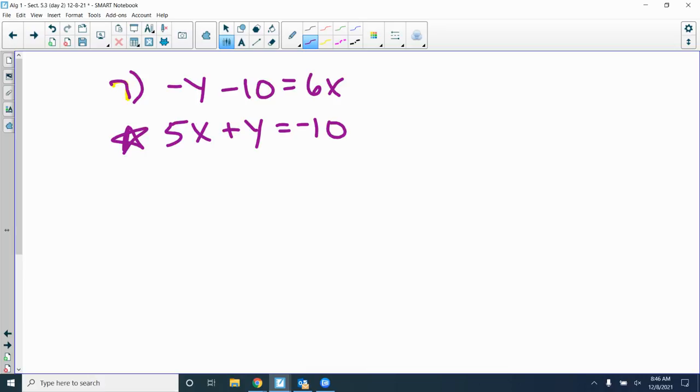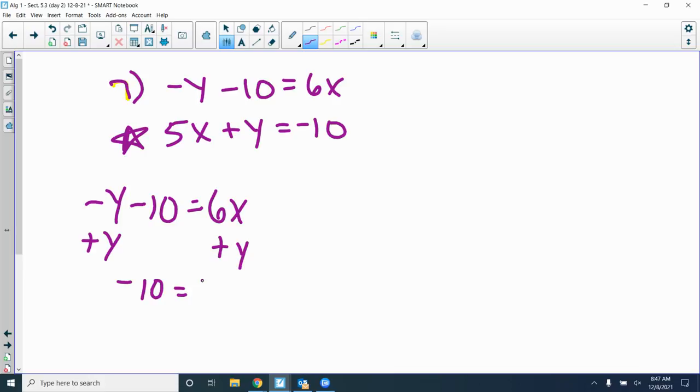Guys, how can I take the y term over here? What can I do? Can I add y to both sides? Yeah? Okay, so I could do this. Can I add y to both sides so that I have this? Is everybody good with that?